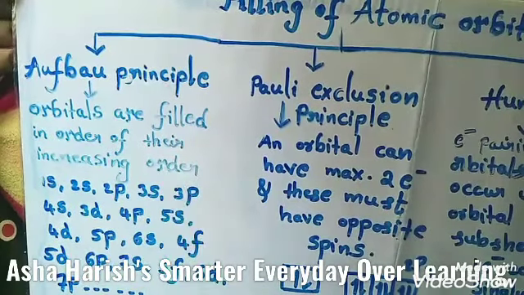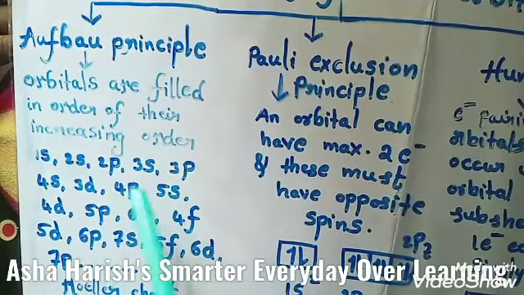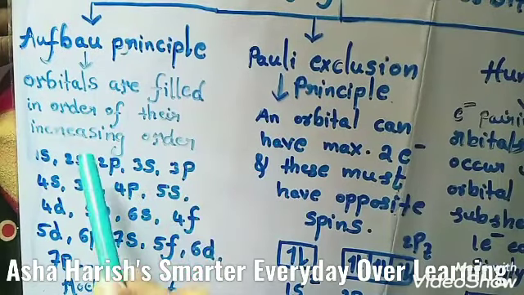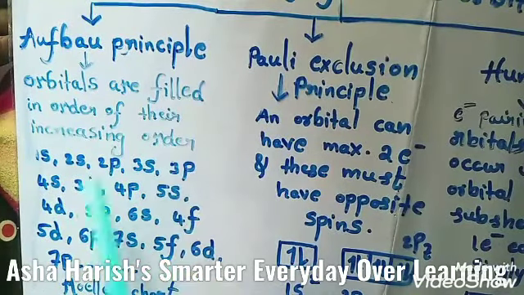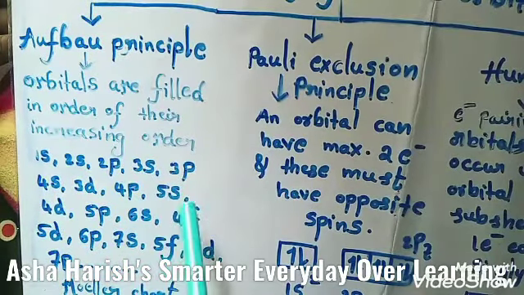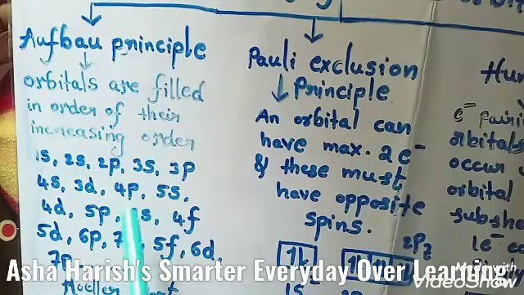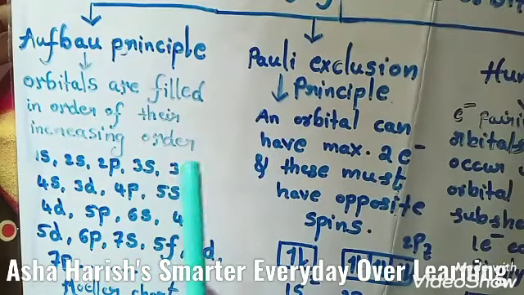That means students, here in this first principle we can see the Moeller diagram. According to the Moeller chart, we can say the increasing order of the energy levels is 1s, 2s, 2p, 3s, 3p, 4s, 3d, 4p, 5s, like that students. This is the Moeller chart. According to this, the electrons can be filled in those particular orbitals.